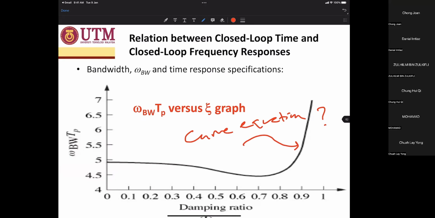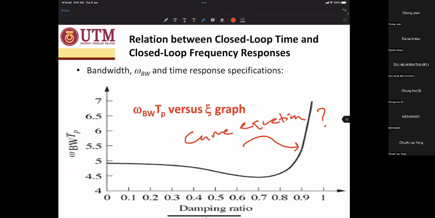Chong Juan? What is the equation for this curve? Chong Juan tak datang? Ya, ada datang. Kat mana nama tak panggil? Kalau tak bunyi tak datang. What is the curve equation for this graph?